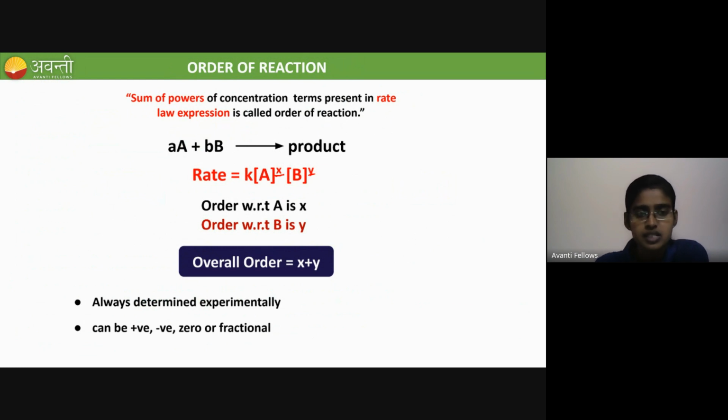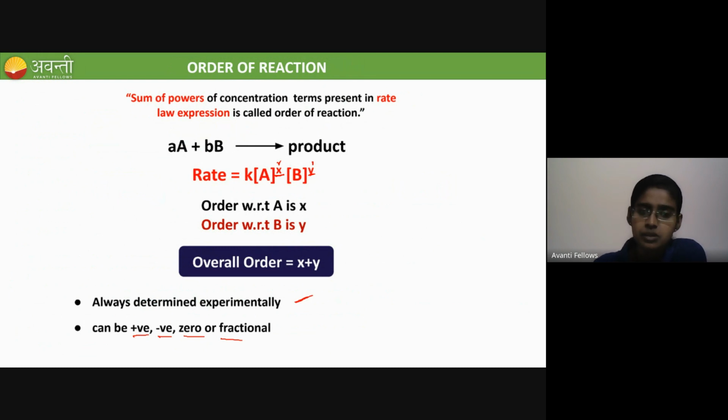It is always determined experimentally. It can be positive, it can be negative, it can be 0, or it can be fractional also. If the x value is 1 and the y value is also equal to 1, then 1 plus 1 will be 2. So the order of the reaction will be 2. Like that, we just add up the powers and then calculate the order.